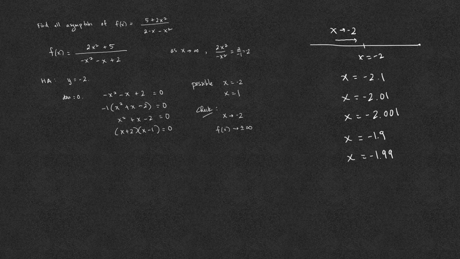And so at x going to negative 2 from the left-hand side, for example, we'll pick one x value that is very close to x equals negative 2. The factored form of the function is 2x squared plus 5 over negative.